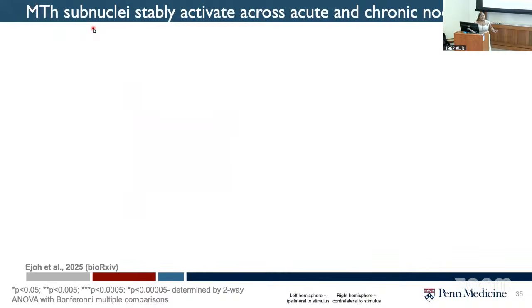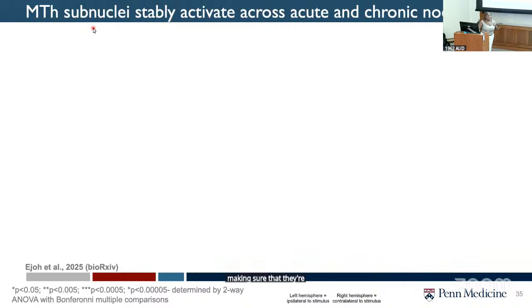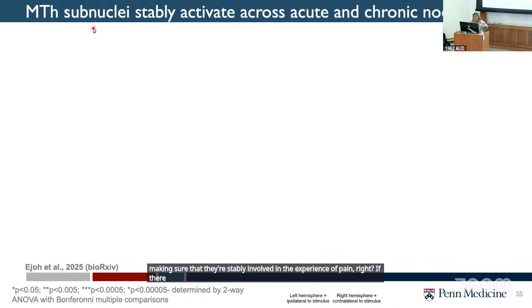So, let's take a step back. If we want to target these cells to help relieve pain, we have to make sure that the same cells that activate to a pain stimulus activate again later, making sure that they're stably involved in the experience of pain, right? If there's representational drift in which populations shift over time, it's harder to pinpoint exactly what cells to target.